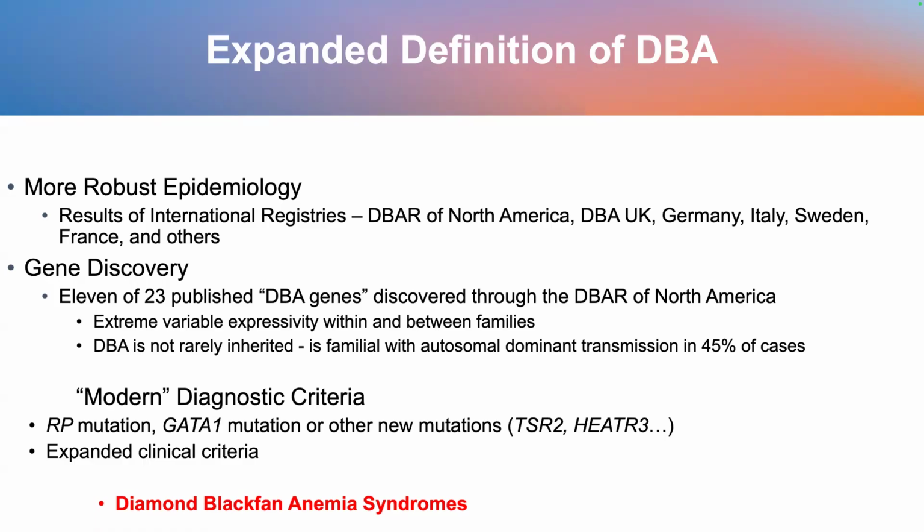But all this led to the modern diagnostic criteria. It is a ribosomopathy, as I'll get to. It's due to a mutation in the ribosomal proteins, an RP mutation, but there are also mutations that have been discovered in GATA1 by the team of Vijay Sankaran in Boston, and other new mutations as well, such as TSR2, HEATR3, and others, which led to an expanded clinical criteria. And now we're talking more about Diamond-Blackfan anemia syndromes than about DBA.